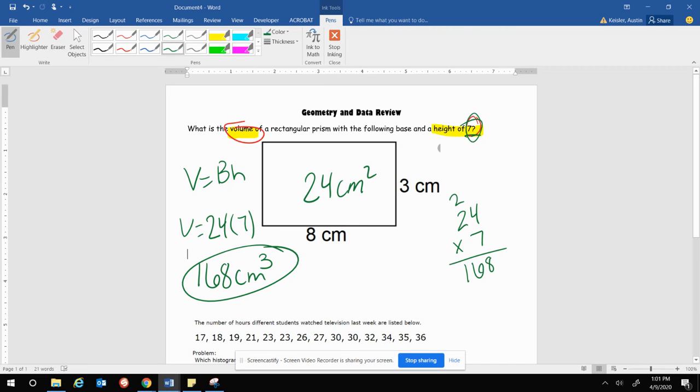Make sure y'all are reading those questions carefully. Volume, you are always multiplying three numbers. So basically, I just did 8 times 3 times 7.